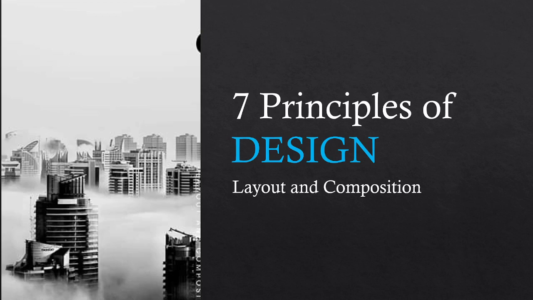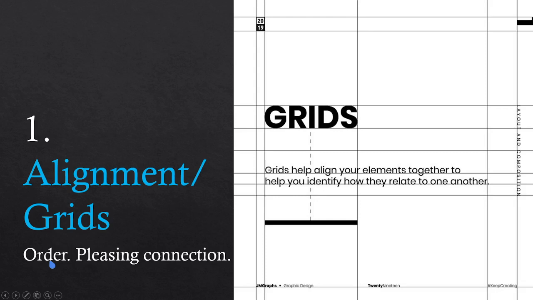So, to start with, the very first and perhaps one of the easiest and one of the most important principles in graphic design is alignment. It's the easiest, it's one of the most basic. It's called alignment or grids. So grids help align your elements together to help you identify how they relate to one another.